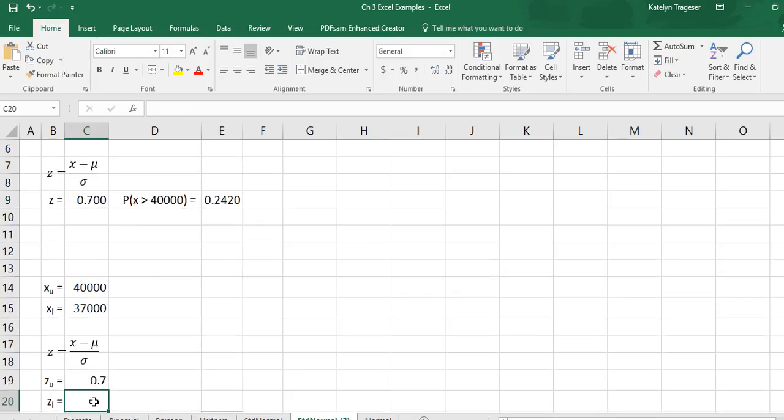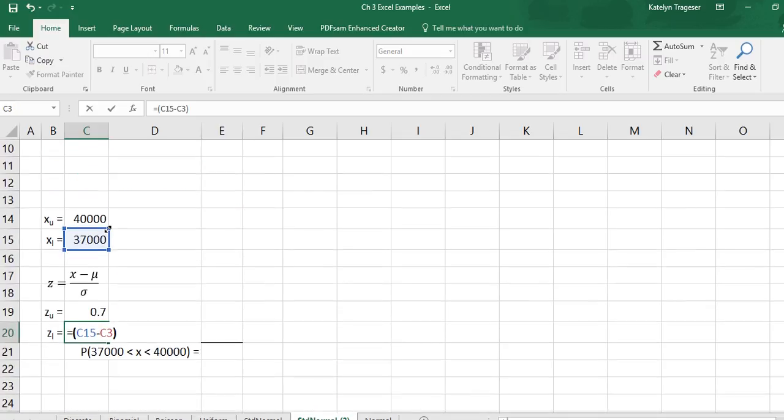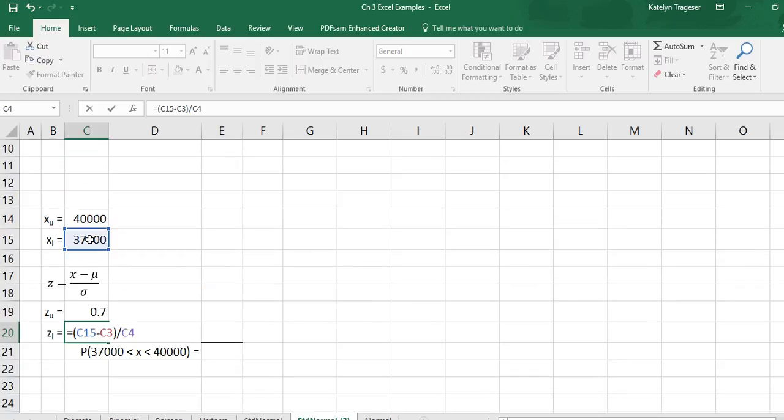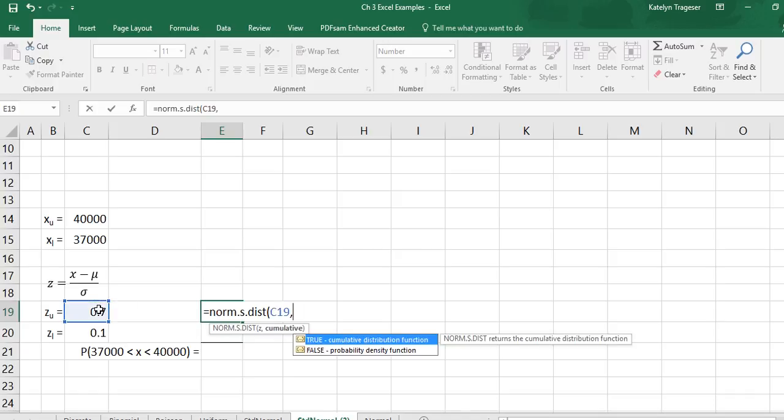And we need our lower z-score, so z equals our lower x, 37,000, minus our mean, 36,500, divided by our 5,000 mile standard deviation, gives us a lower z-score of 0.1. So we want to find the area between these two. So again, equals norm.s.dist, parentheses z, comma, true.